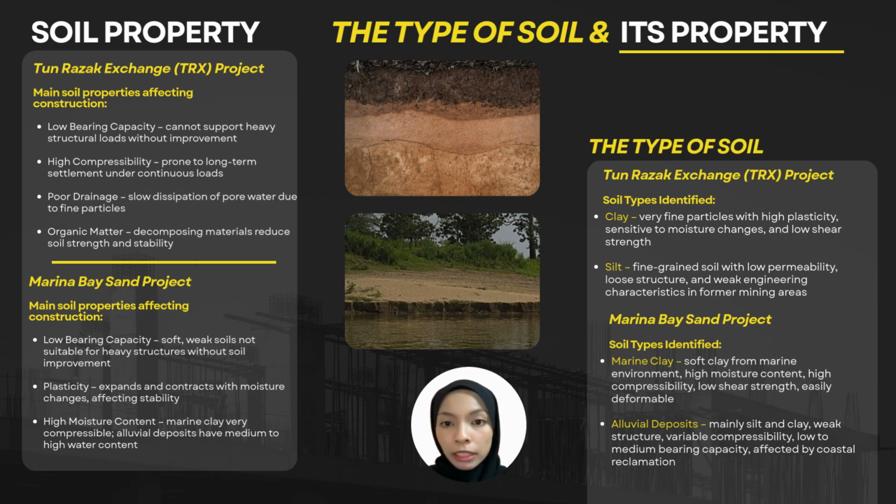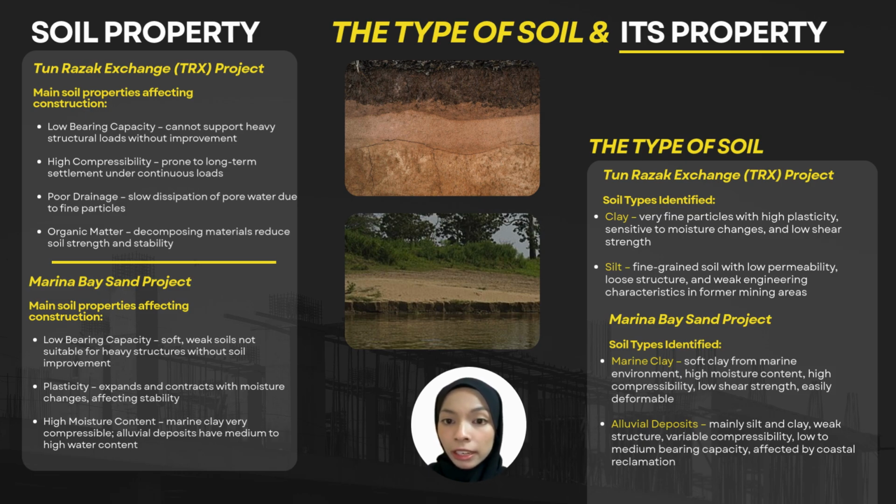Next, I will explain about the type of soil and its properties for these two case studies. At the Tun Razak Exchange, the TRX site is a former mining area consisting mainly of soft clay and silt. These soils have low bearing capacity, high compressibility, poor drainage conditions, and contain organic matter, which makes them unsuitable to support heavy structures without improvement.